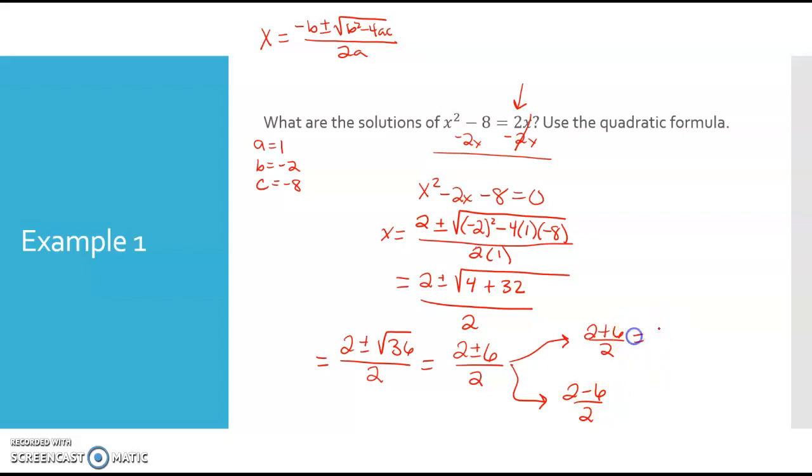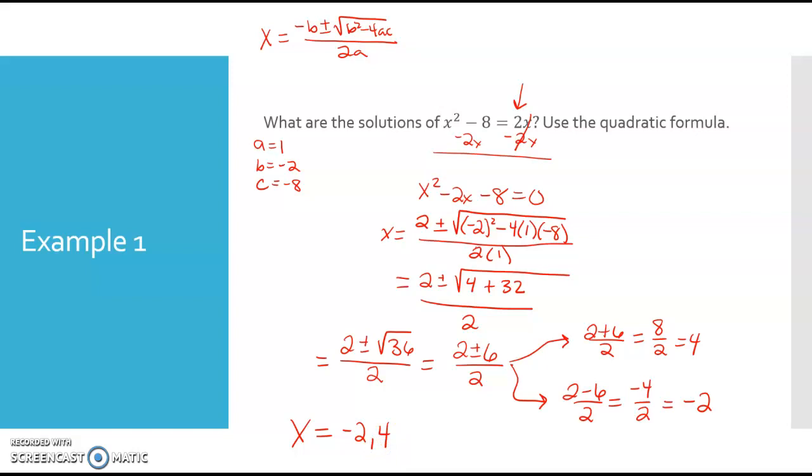So 2 plus 6 is 8, divided by 2 gives us 4, and 2 minus 6 is negative 4, divided by 2 equals negative 2. And so our two answers will be that x equals negative 2, comma 4. And those are my two roots, my solutions to this problem.